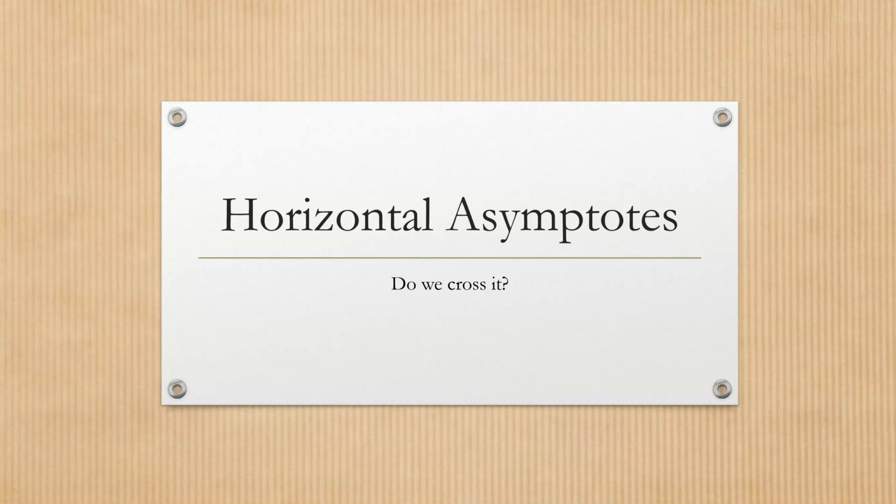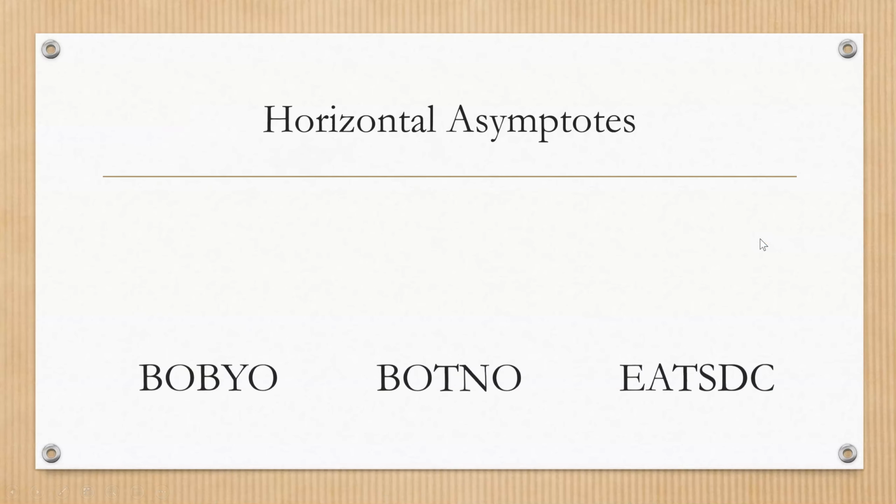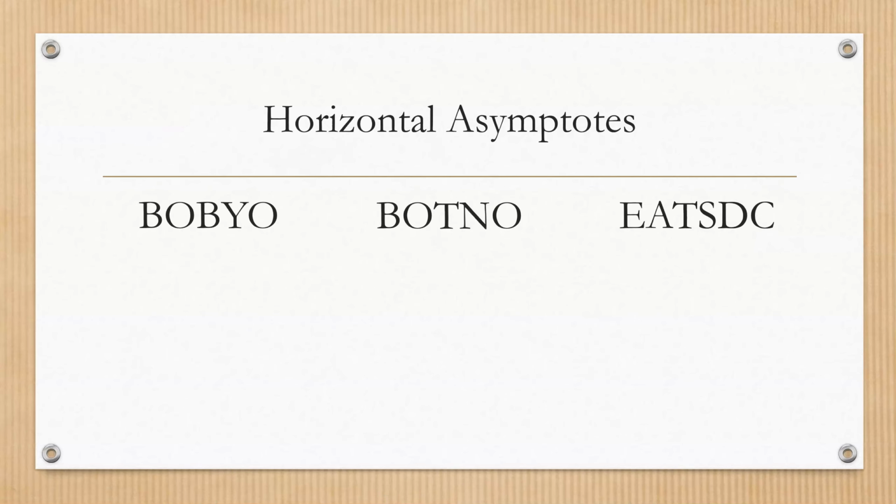So just to give us a quick recap of some of the stuff we were going to talk about requires that we review this real quick. Horizontal asymptotes boiled down to this little mnemonic that we came up with at the end of the day. I guess it would have been Friday. BOBO BOTNO EATS DC, right?